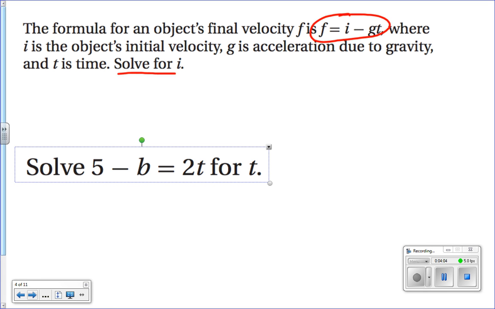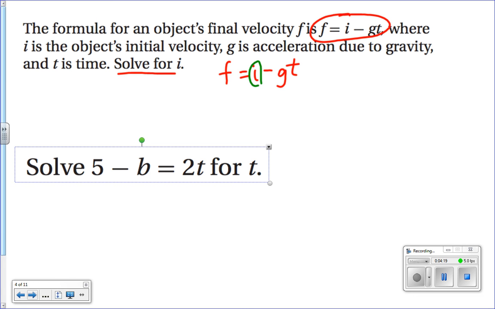Okay, so I'm even going to just rewrite this so that I'm not getting confused by all of the identifiers of what this formula is talking about. So if they want me to get this I by itself, okay, I just need to get rid of this minus gt.